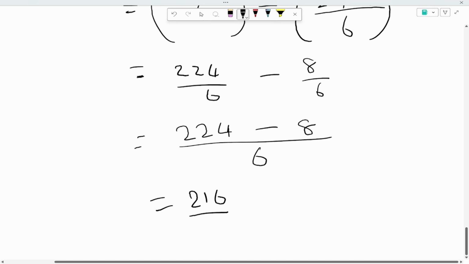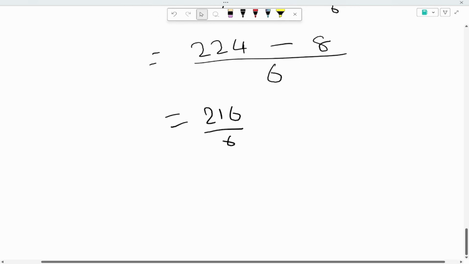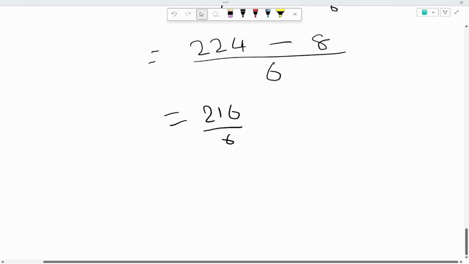216 all over 6. So what happens at the end of the day is that you divide 216 by 6, and that will give you 36. This is your final result. This is what you will get.